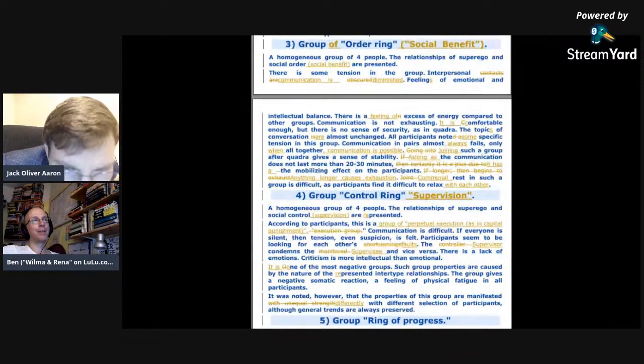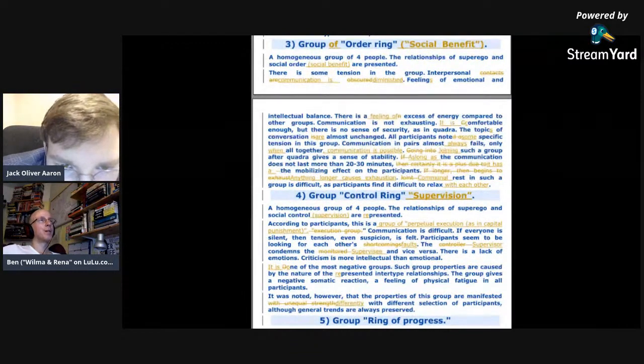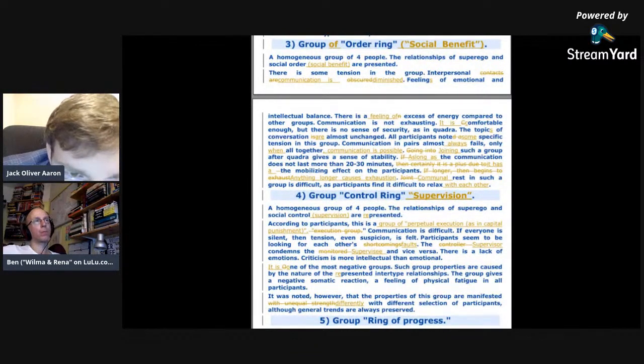Hang on, this is supervision again. Hang on, let's look at benefit. Hang on. A homogeneous group of 4 people, relations of super ego and social order, social benefit are presented.